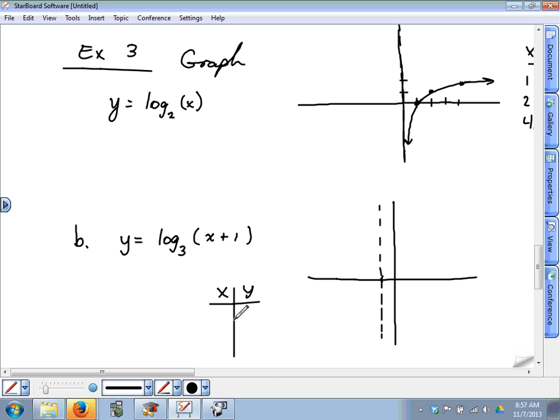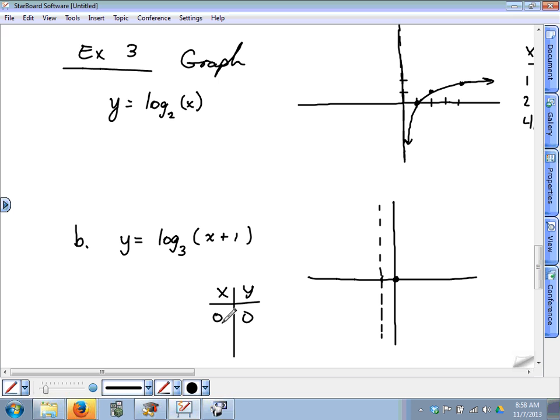Now, we know that x cannot be negative 1, because negative 1 plus 1 would be 0. You can't take the logarithm of 0. So negative 1's out of the picture. What about 0? If x is 0, is this even going to work? Yes. What's 0 plus 1? 1. And the log of any base, it doesn't matter what the base is, anytime there's a 1 inside of a logarithm, the answer is 0. So 0, 0 is a point on the graph.